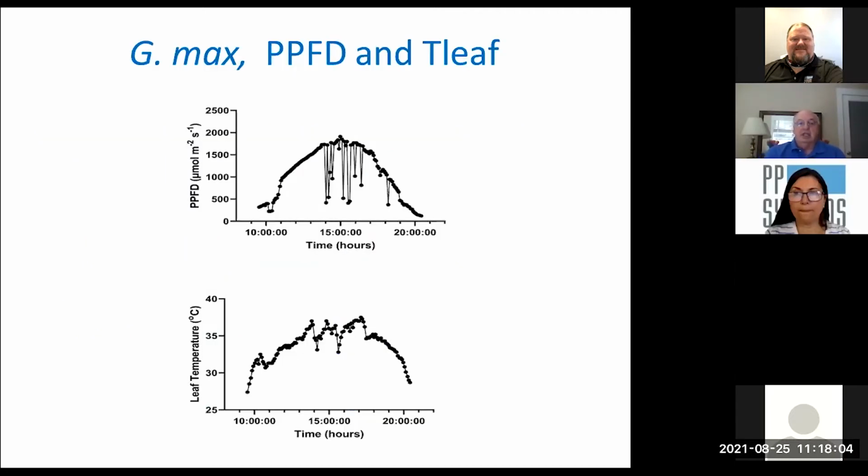So this is just an example for soybean, Glycine max, and just to show you that I'm looking at basically a sunny day where light PPFD goes up to close to 2000, but it's interrupted by brief periods of clouds in the middle of the day. Leaf temperature, this is a fairly warm Maryland day, so maximum temperature is around 37 or so. And in the 20s in the morning and the afternoon.